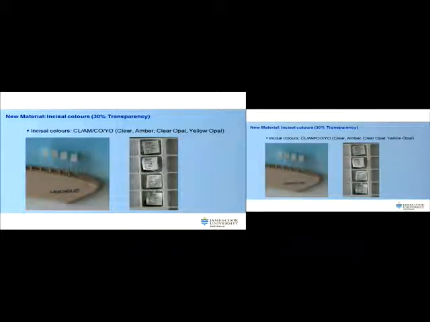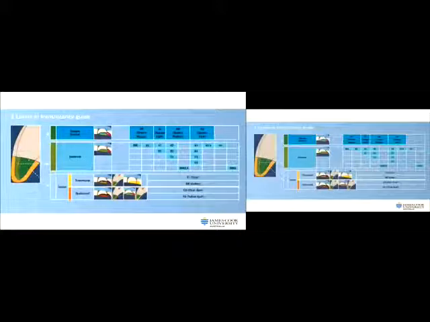Incisal colors are highly translucent. They come in clear and opalescent colors. What's the difference between clear and opalescent? The difference is opalescent masses look a little bit milky, so they can block the background, while the translucent masses are translucent, and you can see through them directly at the background.